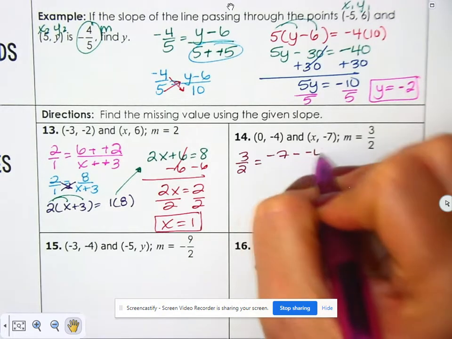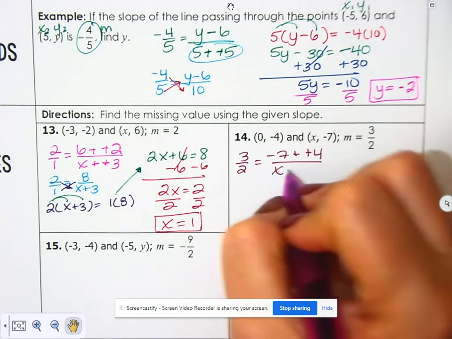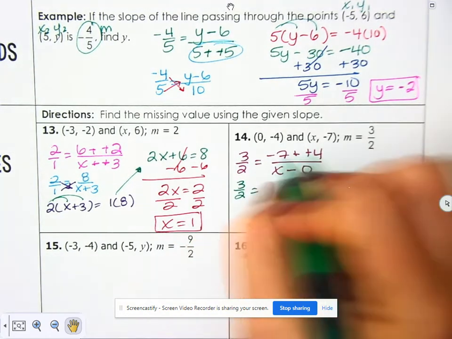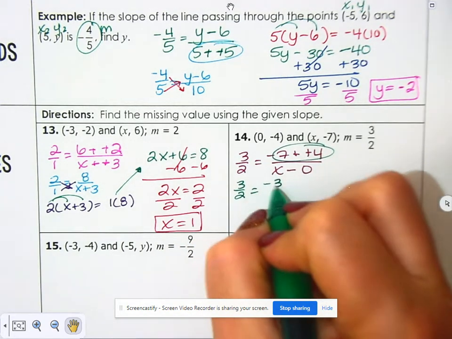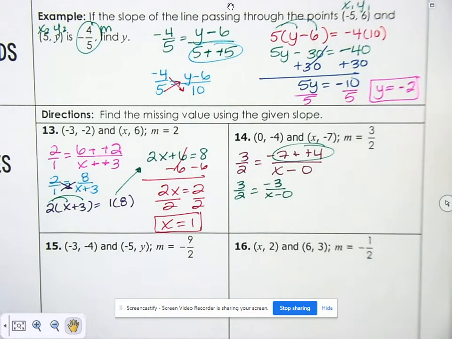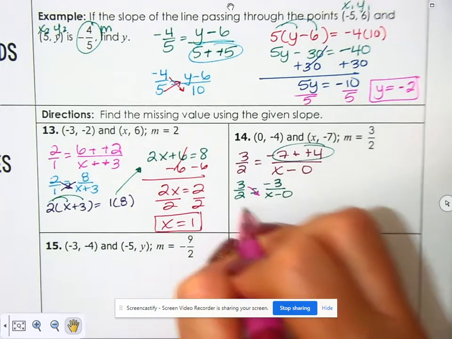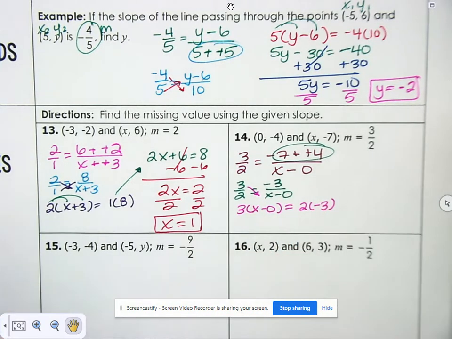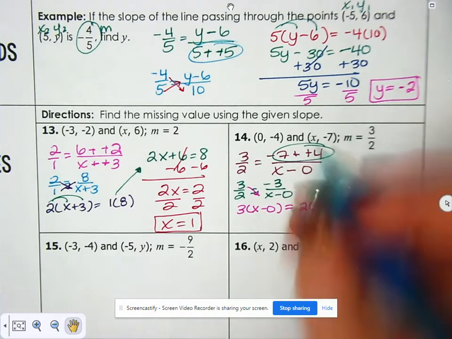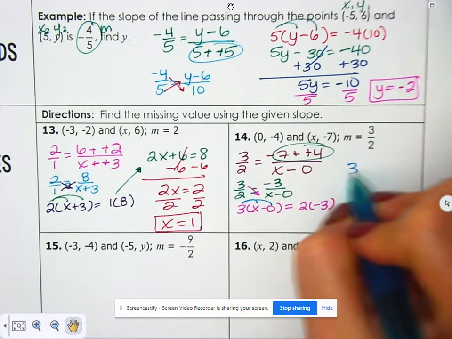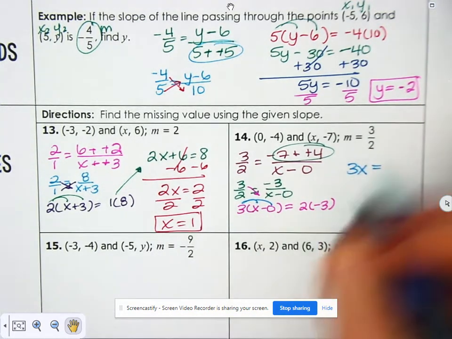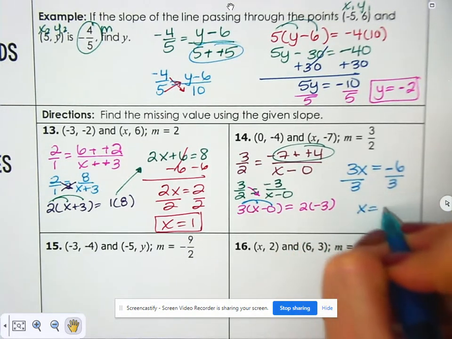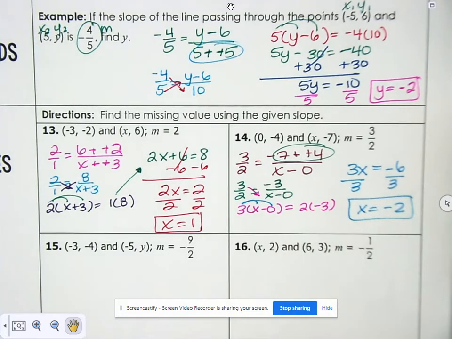Same process. I got an m here, so 3 over 2. My y2 and y1, x2 and x1. Negative 7 plus 4 gives me negative 3. Let's cross multiply. So 3 times x minus 0 equals 2 times negative 3. I'll write that up here when I distribute. So that's 3x. I don't need to write 3 times 0 is 0. 2 times negative 3 is negative 6. I'm going to divide by 3 and x is going to equal negative 2.